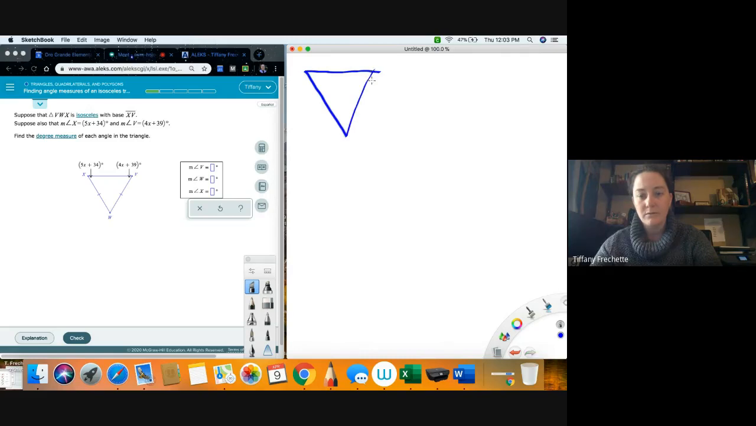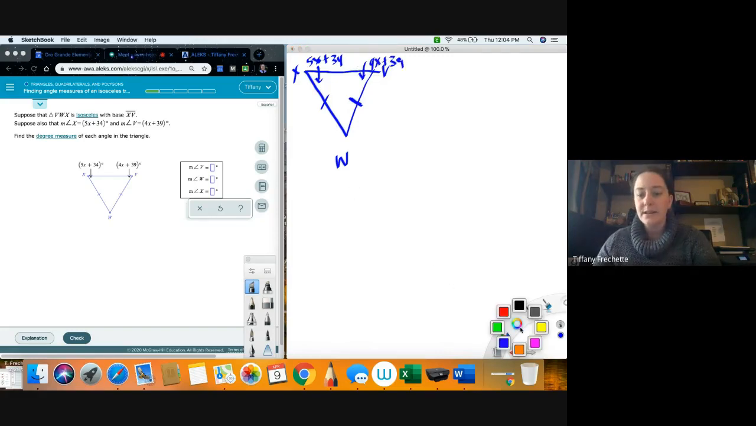I meant to go, and I still didn't quite land where I wanted to land there. Silly drawing program. All right, they're also giving us congruent marks here. And then they tell us that this one is 5x plus 34, and this angle is 4x plus 39. All right, so we have these two angles.